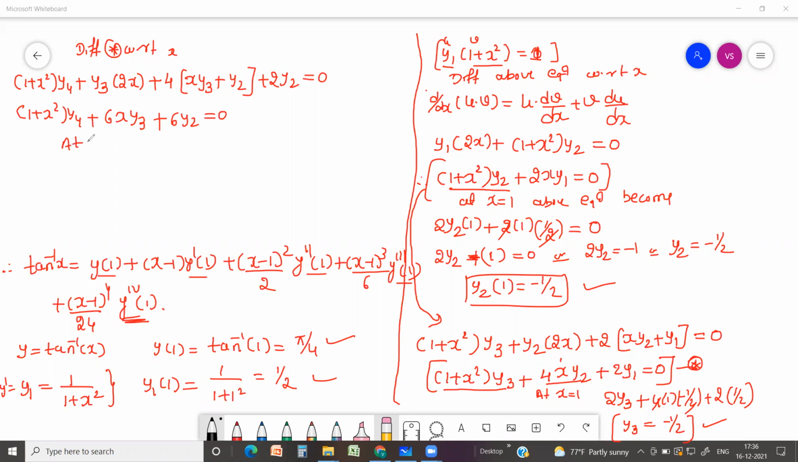I'll evaluate the above equation at x equal to 1. See, it is like back substitution. Whatever data we got in the earlier steps, those answers are used here. So x square is 1 square plus 1, that is 2. So it is 2y4 plus 6, x value is 1. Y3 of 1 we have computed here, that is minus 1 by 2. Substitute plus 6 y2 of 1, we have computed that as well, that is also minus 1 by 2. So this is equal to 0.